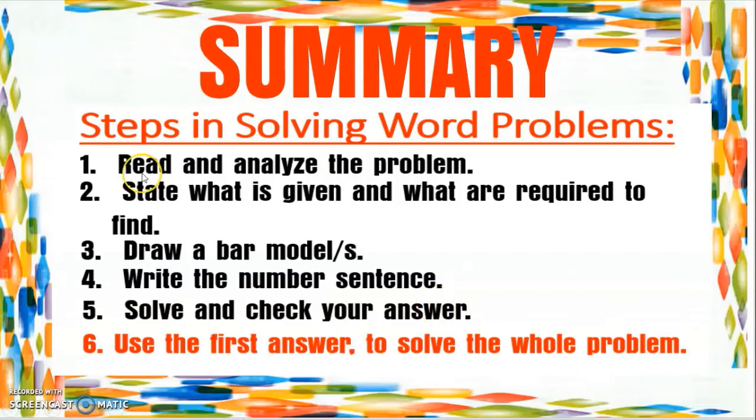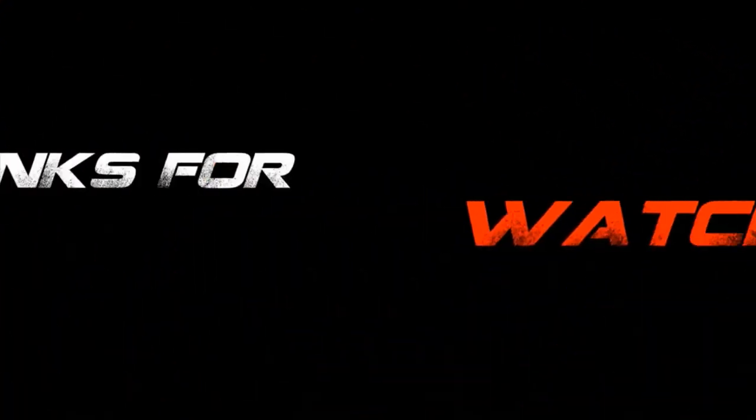To sum up our lesson, the steps in solving word problems: First, read and analyze the problem. Second, state what is given and what is required to find. Third, draw a bar model. Fourth, write the number sentence. Fifth, solve and check your answer. And if we have a two-step word problem, use the first answer to solve the whole problem.